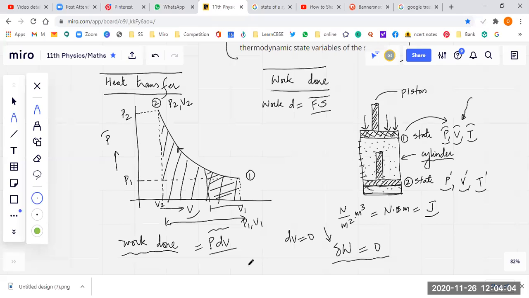That means pressure multiplied by dV is the thermodynamic work done from this point to this point. But in this case, we want the work done from 1 to 2. So this entire area is the work done by the piston, as the system moved from state 1 to state 2.